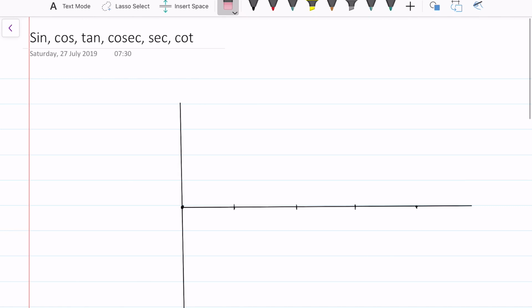This tutorial is on trigonometric functions, and essentially we're going through sine, cos, and tan graphs in some detail, and then we're going to show how they relate to cosec, sec, and cot.